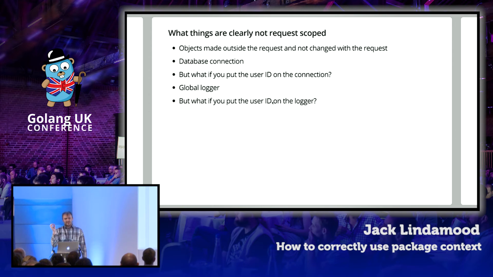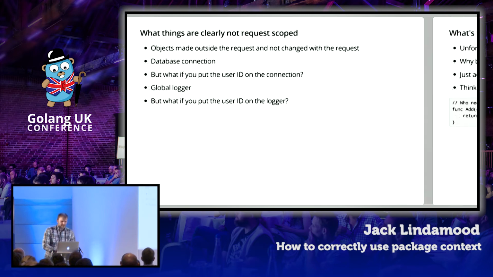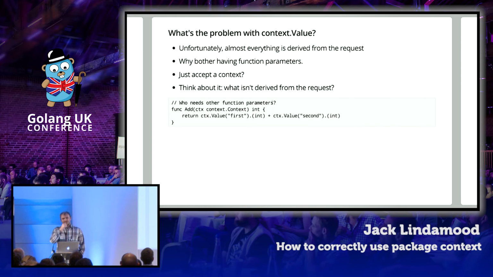But then you might ask the sub-question, what if you take that logger and you attach a user ID to it, like a sub-logger? Can you now attach that sub-logger to a context? Or if you take a database connection and you attach a request ID or a user ID to that database connection, which is tied to a request, can you now attach that? I'll get into answers for that later. Stay tuned. So what's the problem with context.value?